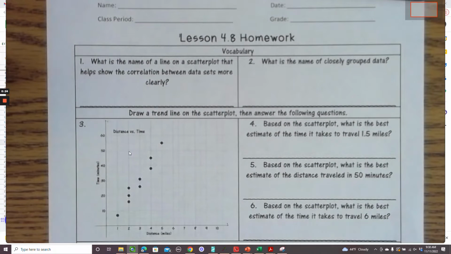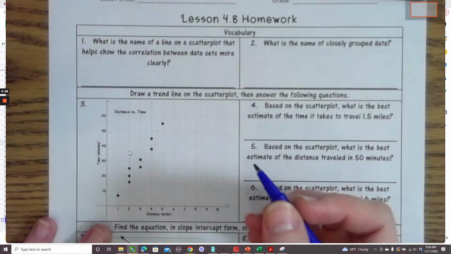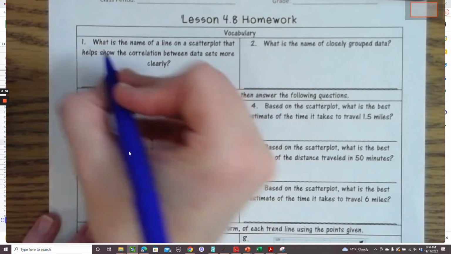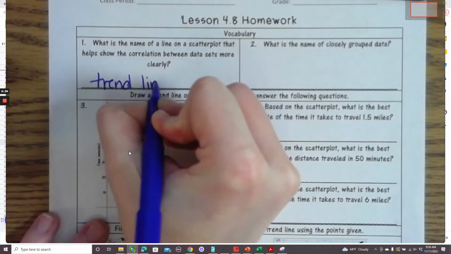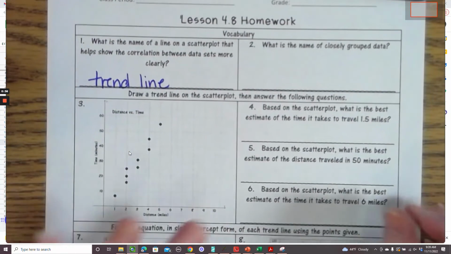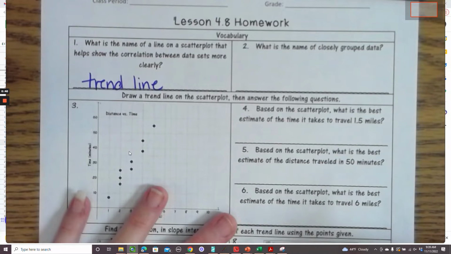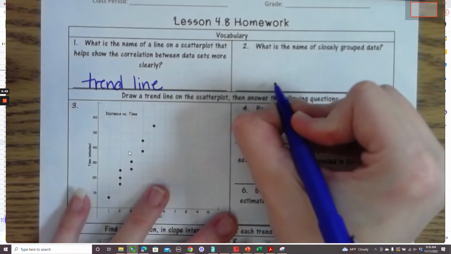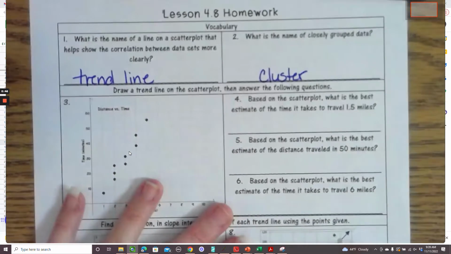So number one, what is the name of a line on a scatter plot that helps show the correlation between data sets more clearly? This is a trend line. And that's what we're doing today, looking at trend lines. And then number two, what is the name of closely grouped data? A cluster.